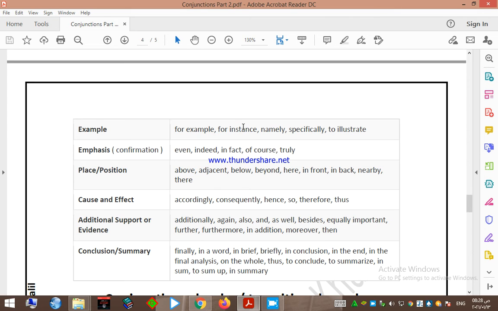We use some transitional expressions to show examples. If I'd like to give examples to support the reader to understand the main idea I focus on, like for example, for instance, namely, specifically, to illustrate, or we can use confirmation, affirmation, like even, indeed, in fact, of course, truly, to show place or position, especially in a descriptive writing, like above, adjacent, below, beyond, here, in front, in back, nearby, there.